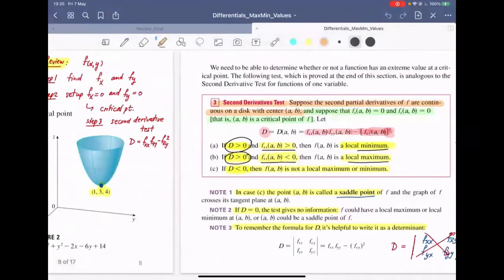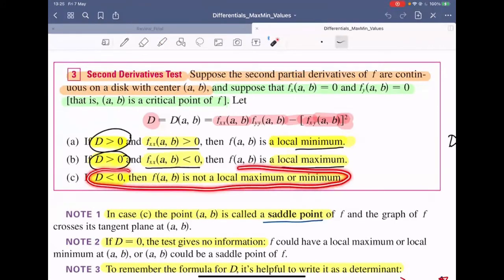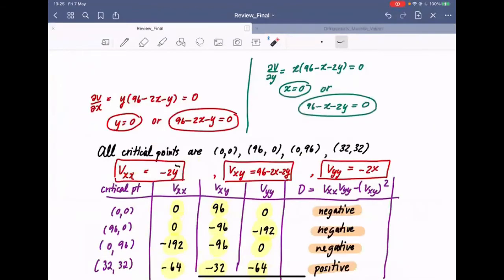We showed that after you compute your D, if your D is negative, that is not a local max or local min. It's called a saddle point actually. But if your D is positive, you look at fxx. If fxx is positive, it's going to be a local minimum. If fxx is negative, it's going to be a local max. Well, let's come back to our question.